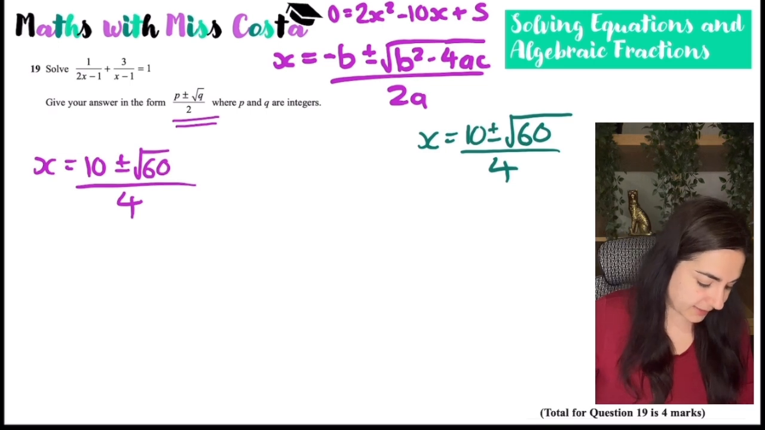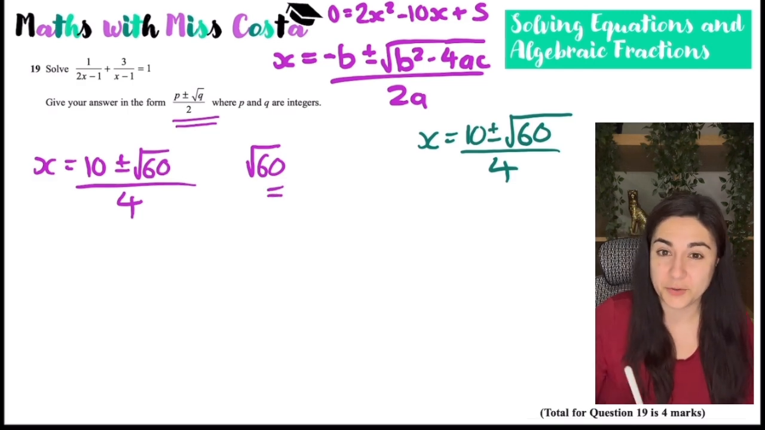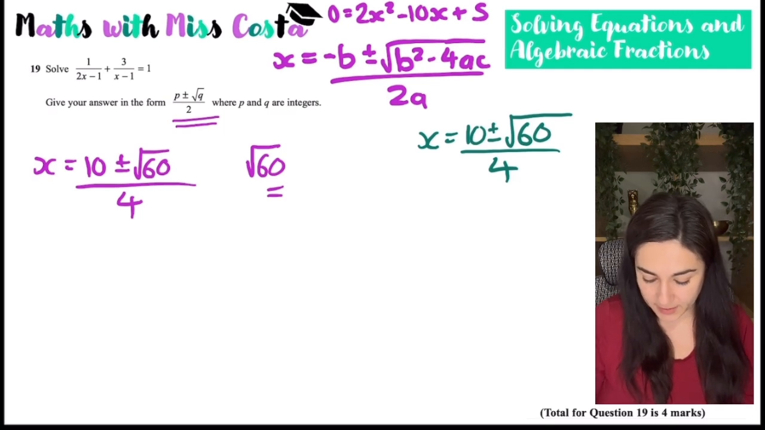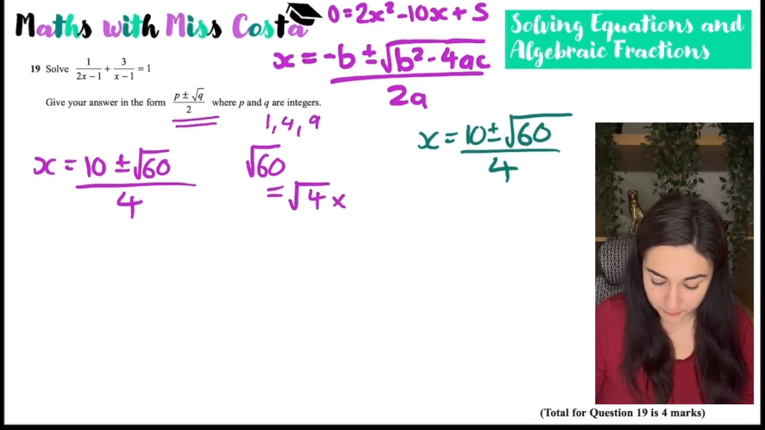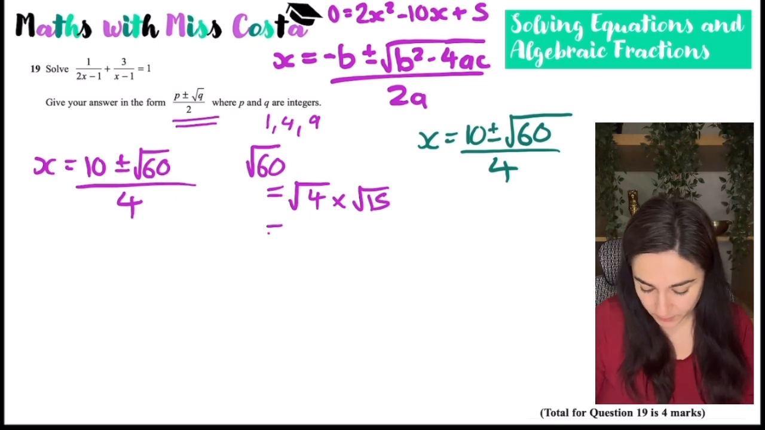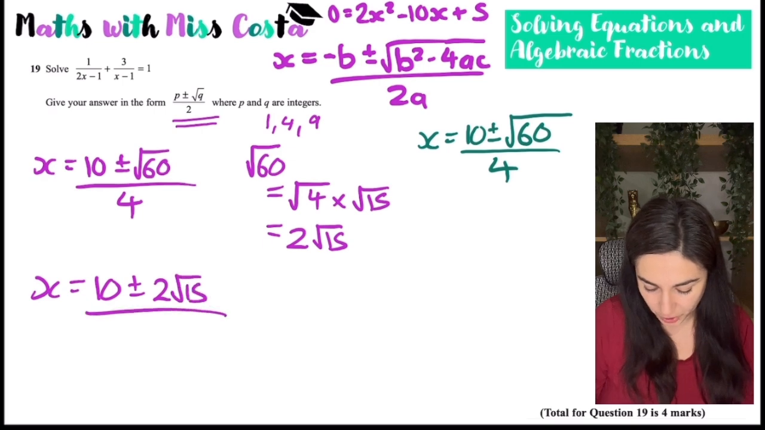So let's look at simplifying the surd. So square root of 60, how else could I write that? Well, I'm going to try and look for the largest square number. So square numbers are 1, 4, 9. Let's see if 4 fits into it. So I know that I could write that as root 4 times root 15, because 4 times 15 makes 60, which is the same as 2 lots of root 15. So I could then rewrite this as x equals 10 plus or minus 2 root 15 over 4.